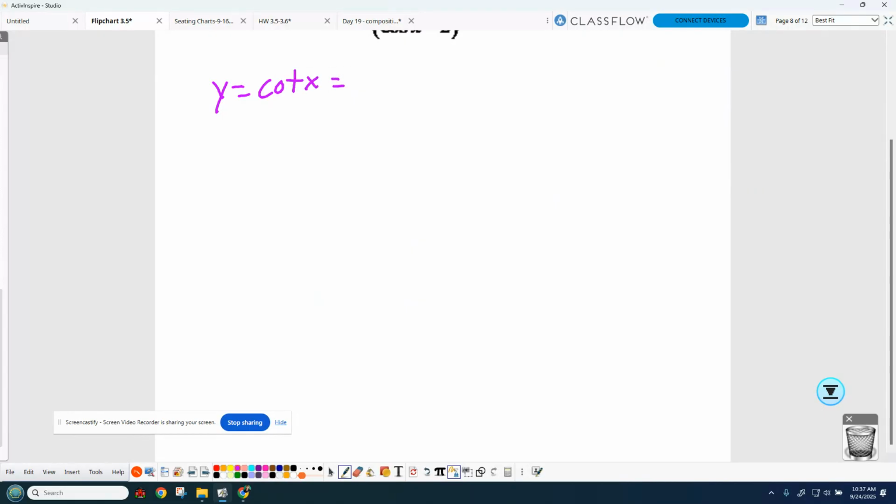Cotangent, so figure that one out. What's the derivative of cotangent? Oh, you got quotient backwards? No, I was thinking about tangent. I think the cosines are supposed to go first. You get quotient backwards.